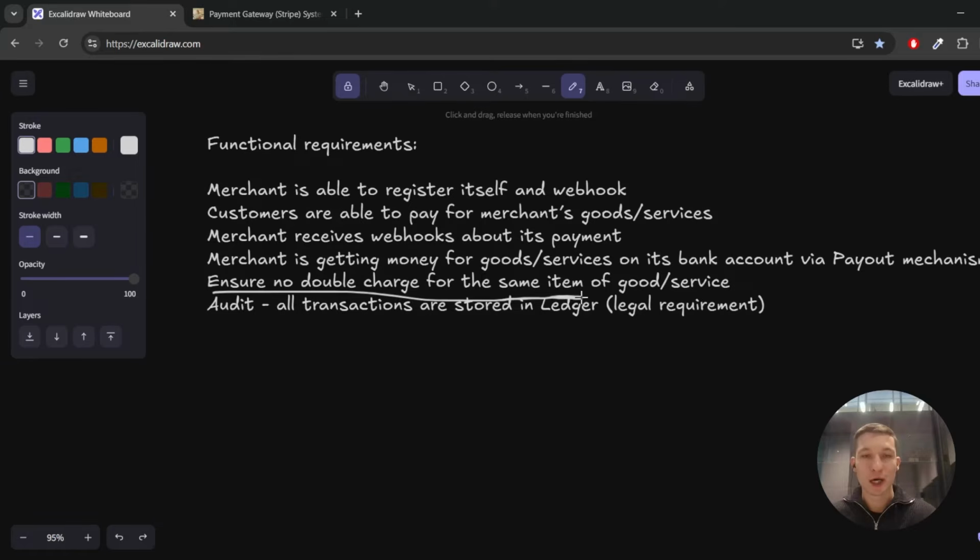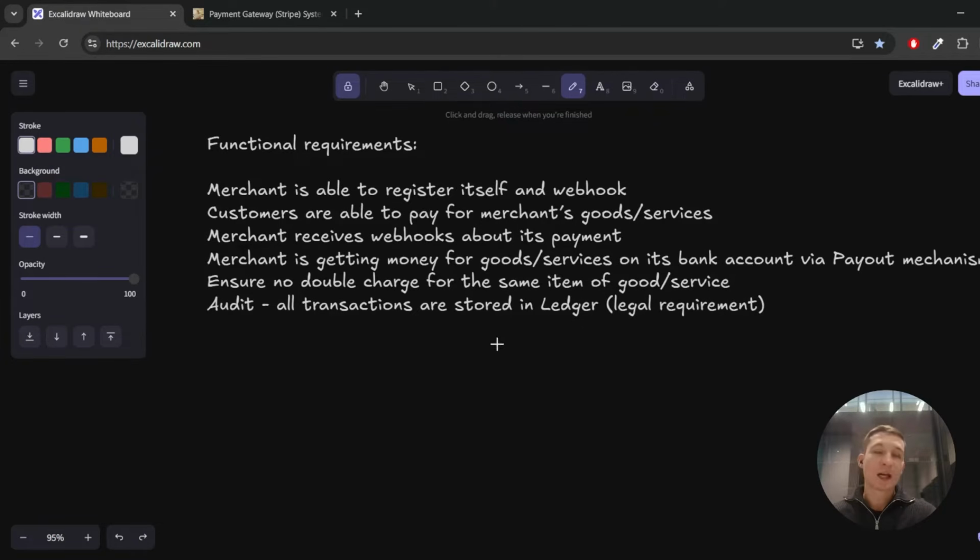Ensure no double charge for the same item of goods or service. This is a very crucial thing. We should avoid the situation where we can pay once and get two different goods. This is forbidden. We should get only the thing that we paid for, as a customer. Also, it should not be the case that a customer was charged twice, but actually receives only one item of the good or service. This is a very crucial thing. It is our correctness, and we will take care of this.